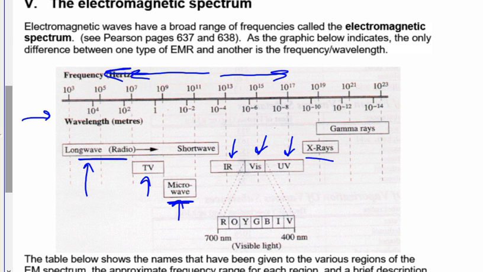So 10 to the negative 2, right? Or this one, you can see this one has a wavelength of 1 meter, which is what a TV wave would look like, right? And you can see the frequencies on the top and the wavelengths on the bottom there. Okay.